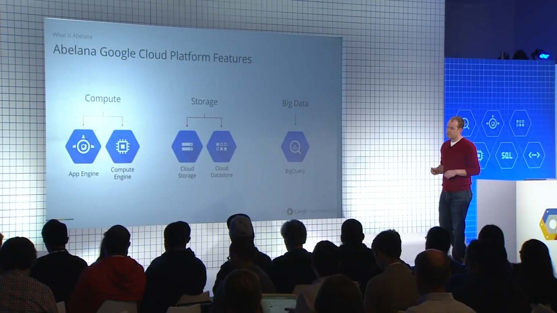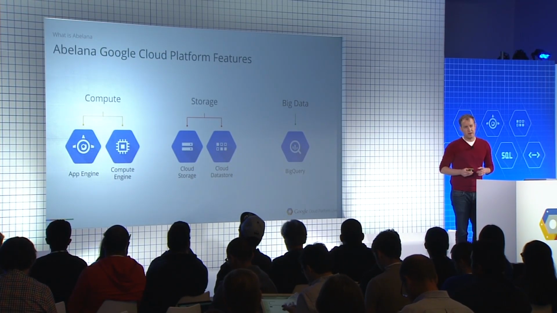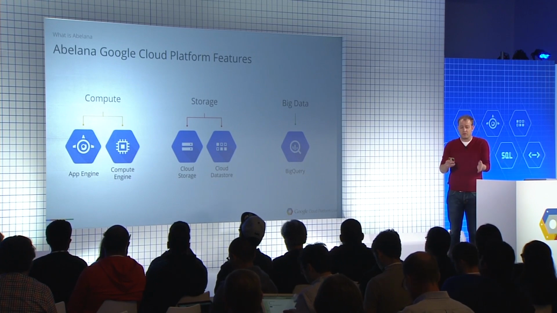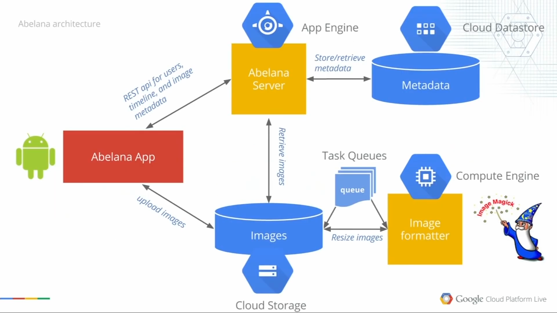As I mentioned, the Abelana app covers a variety of different products and services that we have on cloud, and this is going to be my focus of the talk today. I'm really going to focus on compute and storage, and then in the last session, we're going to focus on some of the big data products. Now, this is an overview of the Abelana application. We're going to go into much more detail in the later sessions about what's going on here, but I wanted to give a high-level overview of what the app looks like.